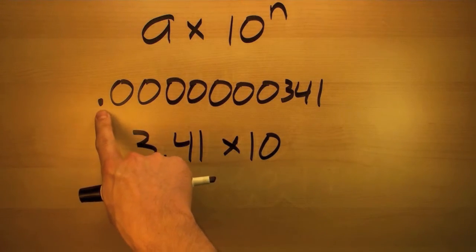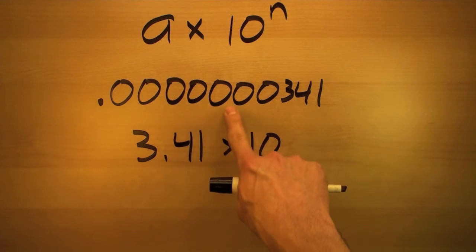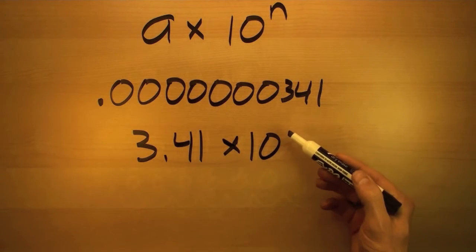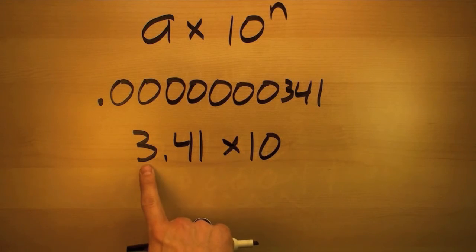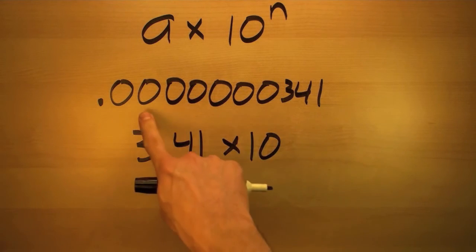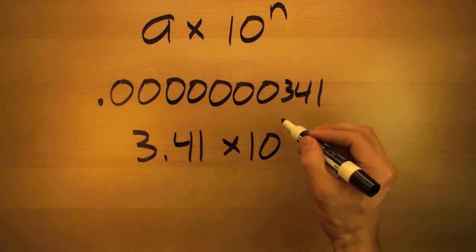So we count the decimal places that we moved. 1, 2, 3, 4, 5, 6, 7, 8. So it's going to be either 8 or negative 8. We just have to think about which direction we moved it. Well, when we multiply 3.41 times our 10 to the n, our number ends up really small. So we must be multiplying by a negative number.